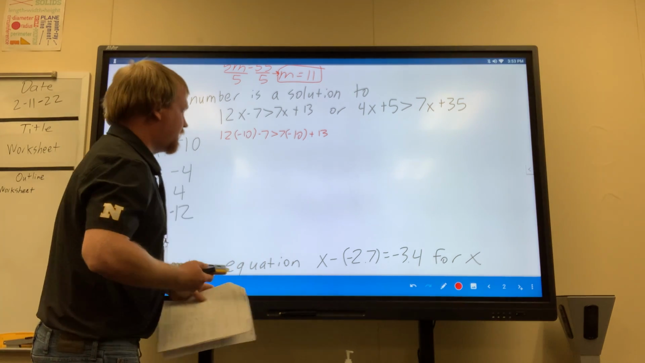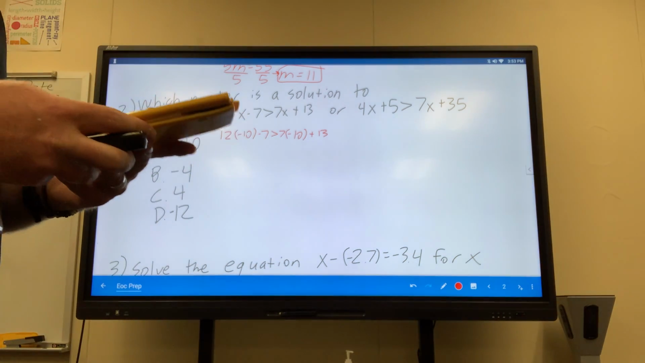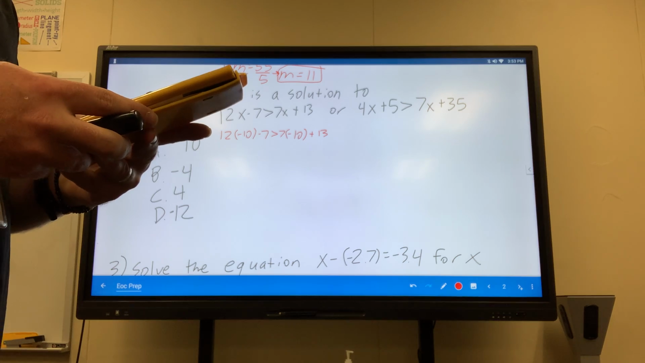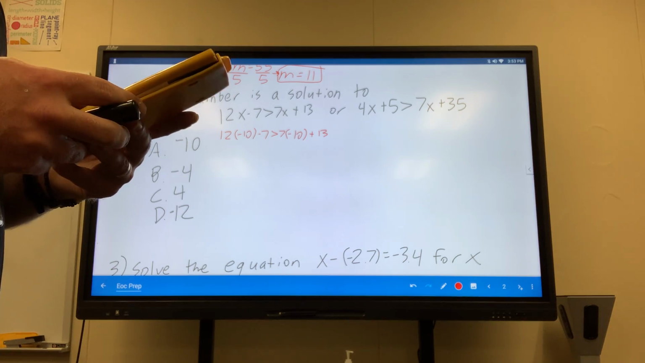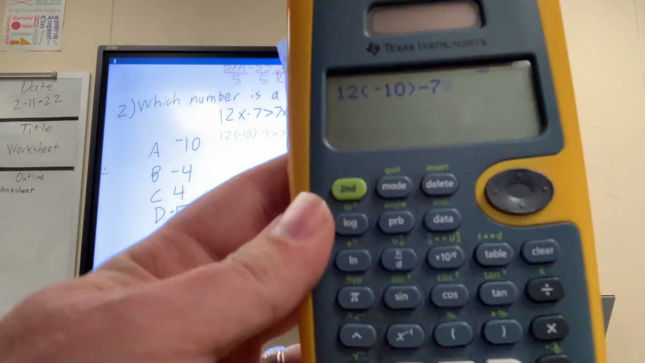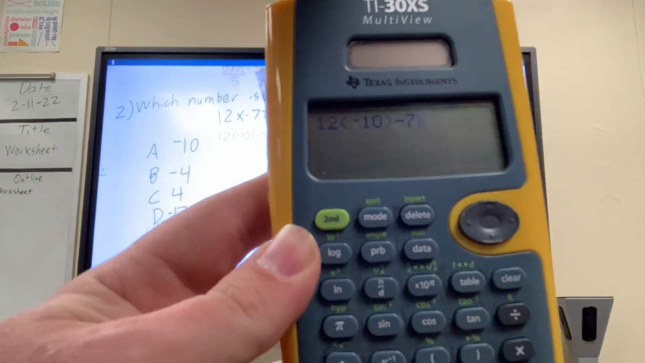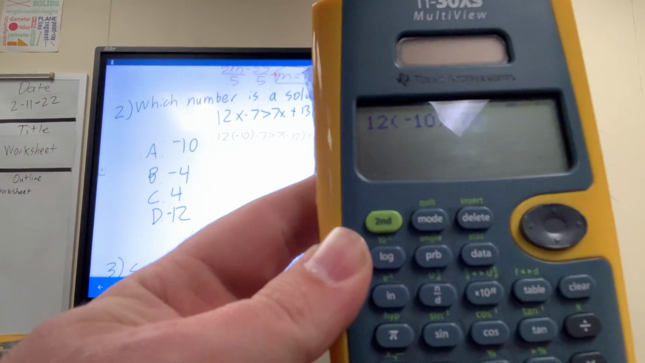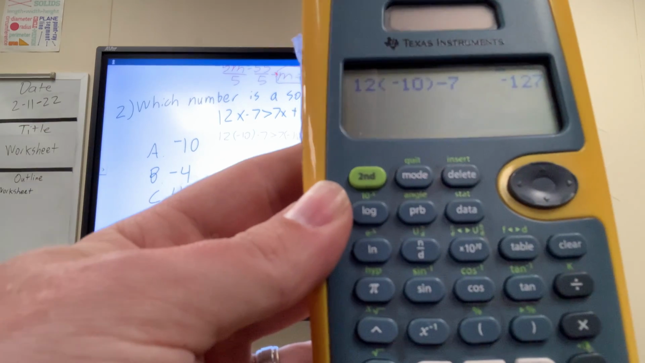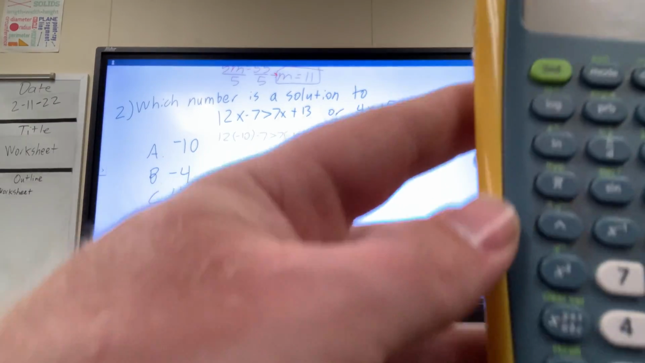If I do that in a calculator, I'll show you real quick. 12, parentheses, negative 10 minus 7 is the first part right here. Okay, that's the first part. So I press enter, and I get negative 127.